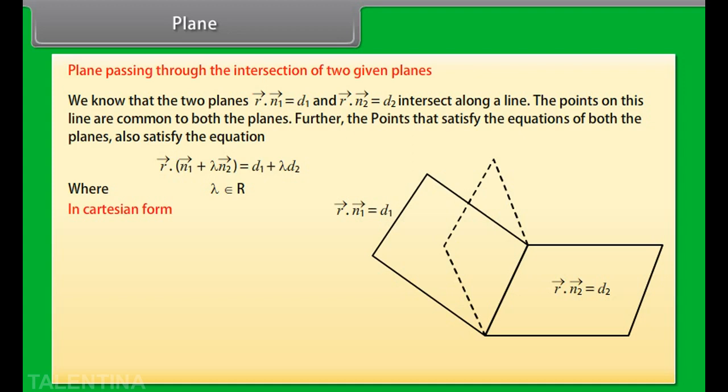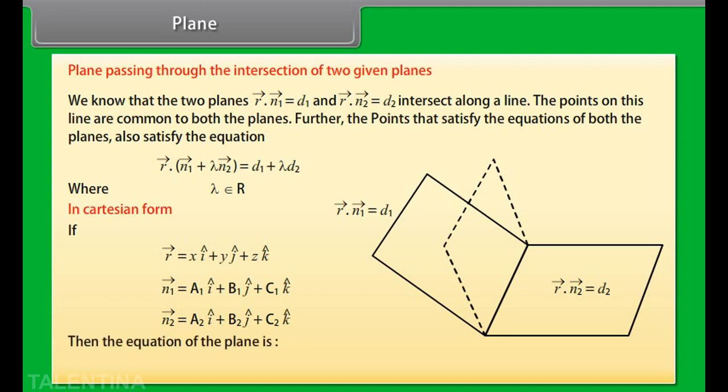In Cartesian form, if vector r equals x î + y ĵ + z k̂, vector n1 equals a1 î + b1 ĵ + c1 k̂, and vector n2 equals a2 î + b2 ĵ + c2 k̂, then the equation of the plane is (a1x + b1y + c1z minus d1) plus lambda times (a2x + b2y + c2z minus d2) equals 0.